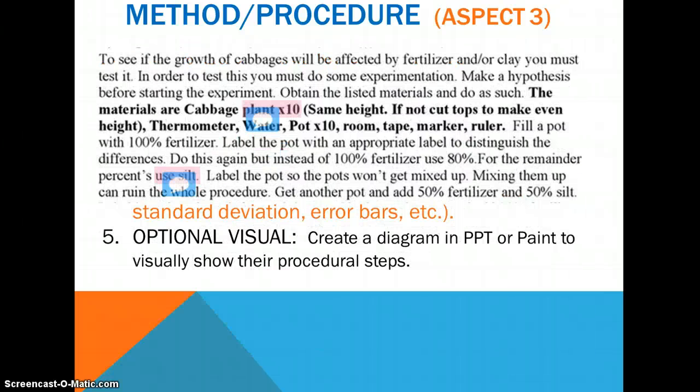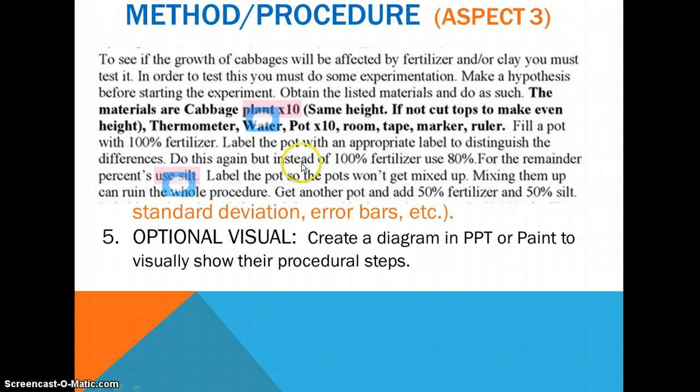So here's an example of a not strong method or procedure section. Notice immediately it's a disgusting block of text. It makes me overwhelmed. But they're also bolding things and I can't quite understand it. I don't have scientific names. I don't have a step-by-step chronological order of things. It's just very much not strong.